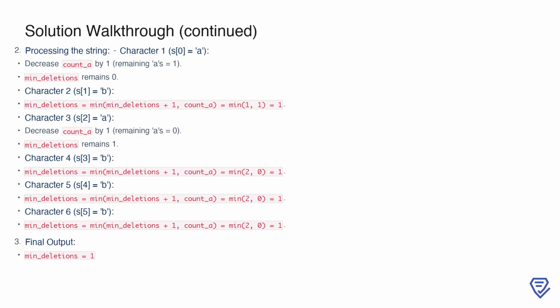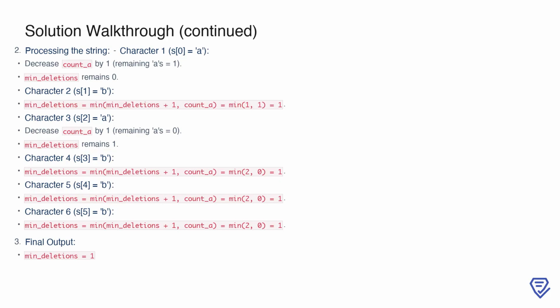no b before it. The second character is a b, so we calculate min_deletions plus 1, count_a, which gives us 1, updating min_deletions to this value. The third character is another a, so we reduce count_a to 0, and min_deletions remains 1. The next three characters are all b. For each of these, we calculate min_deletions plus 1, count_a. Since count_a is now 0, min_deletions stays at 1 for each calculation.